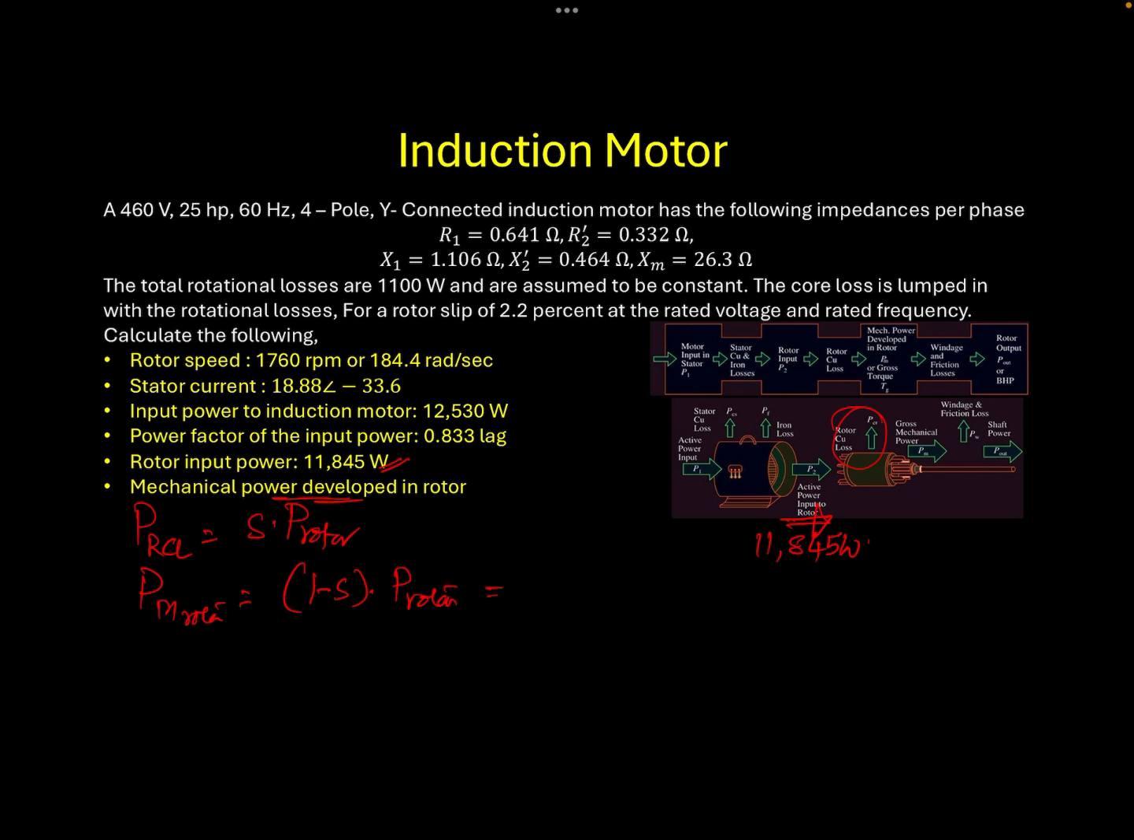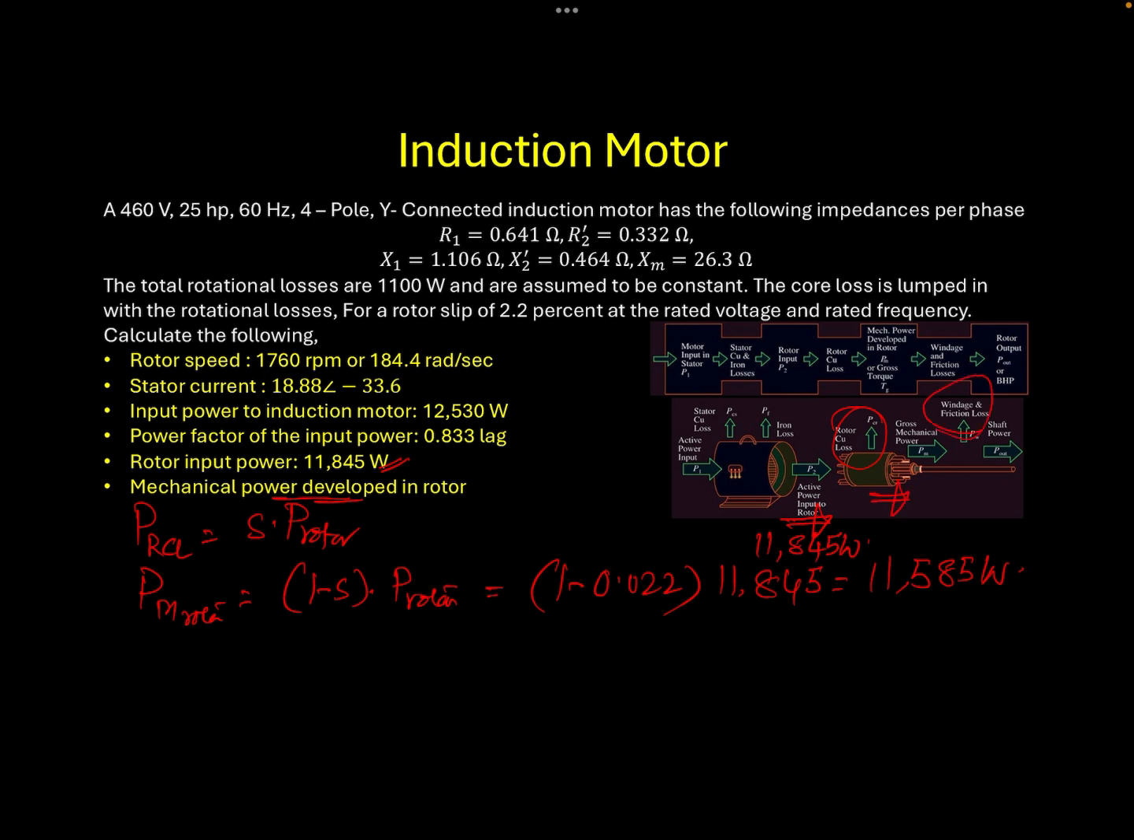Now you know the value of slip, that is 2.2% or 0.022. If you substitute 1 minus 0.022 times the rotor power, that is 11,845, then we will be able to get the amount of power coming out of the rotor, the mechanical power developed by the rotor, as 11,585 watts.